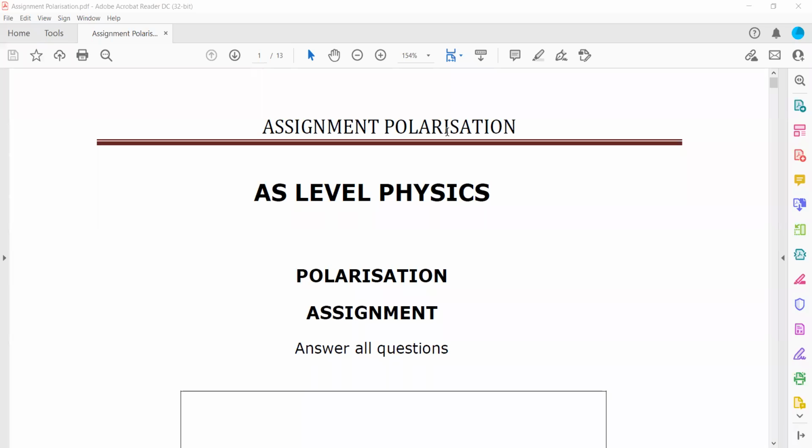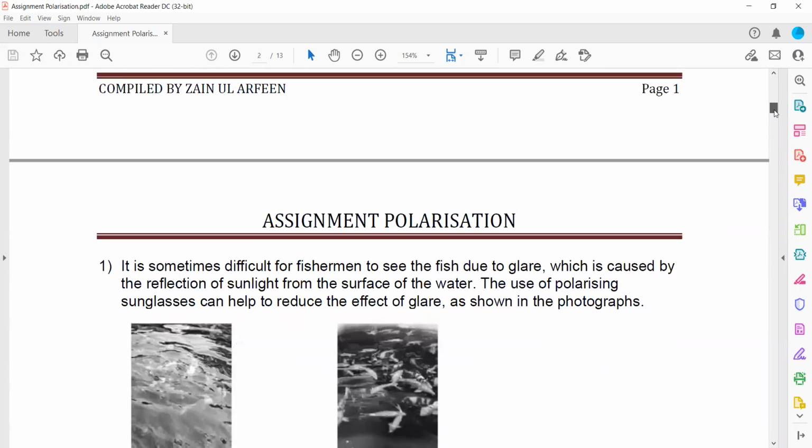So this assignment is related to the topic of polarization. And again, it is a very important topic. You will find many questions related to it in past papers.